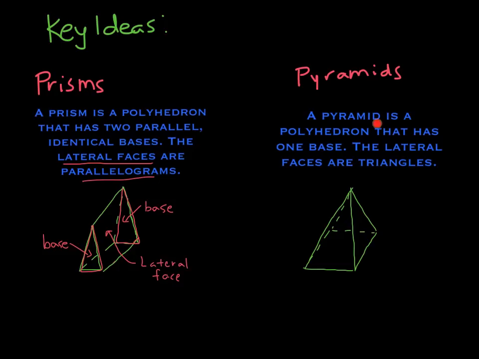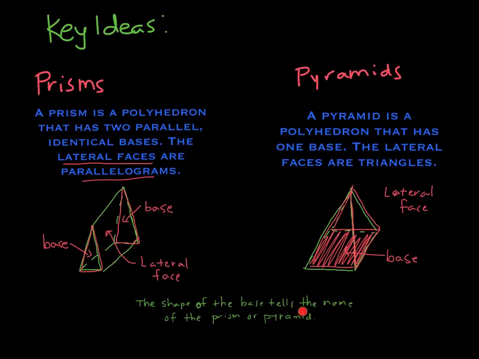Now with my pyramid, a pyramid is a polyhedron that has 1 base. The lateral faces are triangles. Let me point these out. So my base would be this bottom square here, okay? And then my lateral faces would be my triangles. So the lateral faces are all of these triangles. There's one back there too. So there'd be 4 lateral faces in this situation with 1 base.